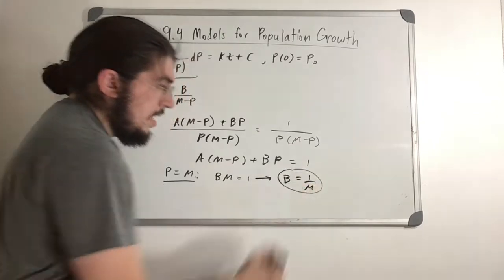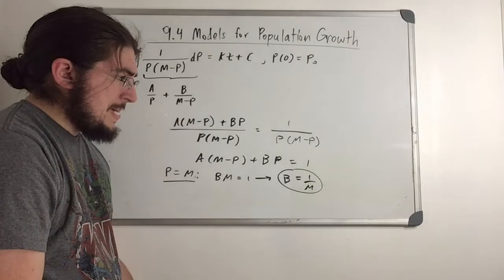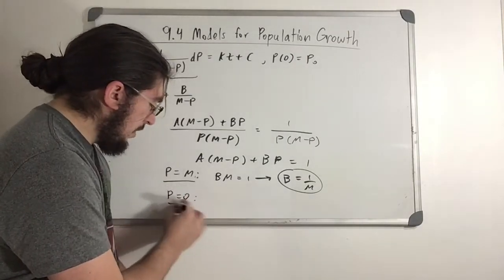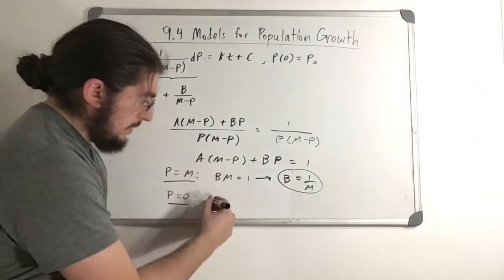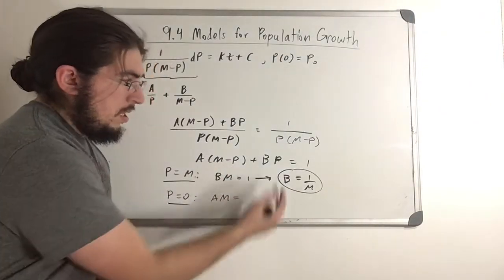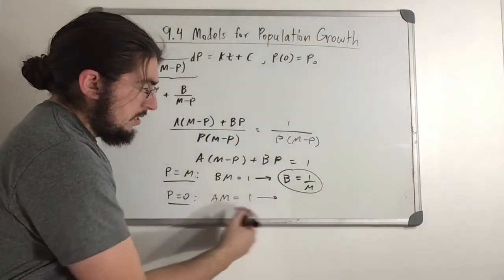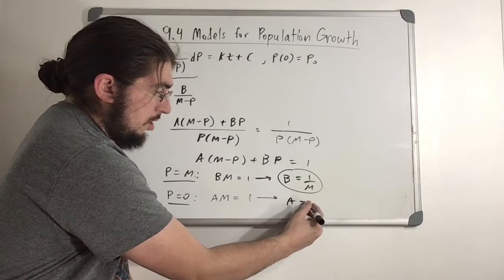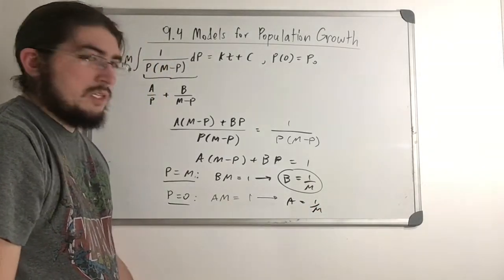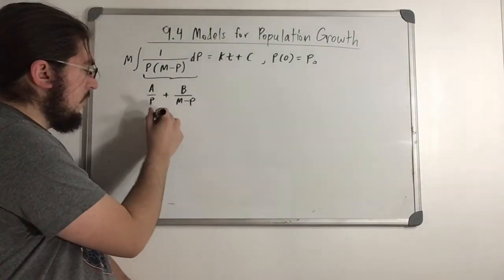And now we'll plug in something else for p. What can we plug in for p now? I guess if we plug p to be 0, what do we get? Well, if we plug in p to be 0, now we'll get a times m. b times 0 will be 0, so that's going to be equal to 1. Dividing by m now, we'll get a is equal to also 1 over m. It's kind of suspicious looking, but I like it. Okay, so what we've discovered is that a is 1 over m.